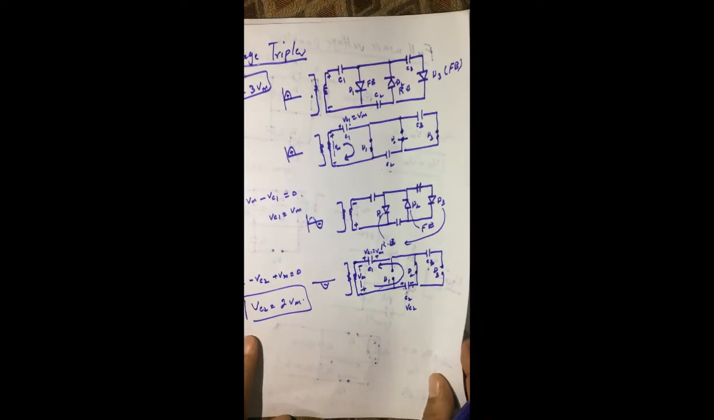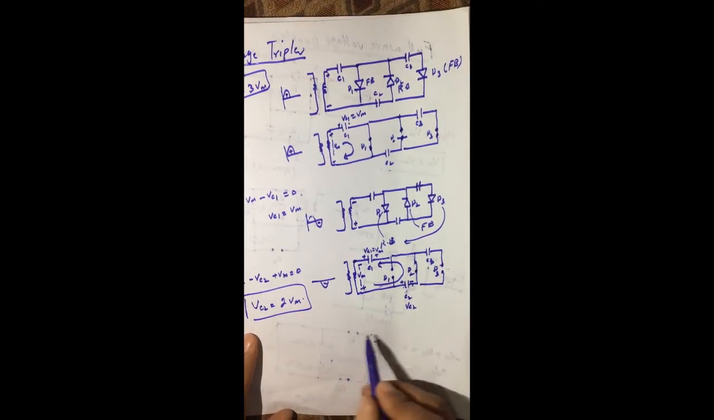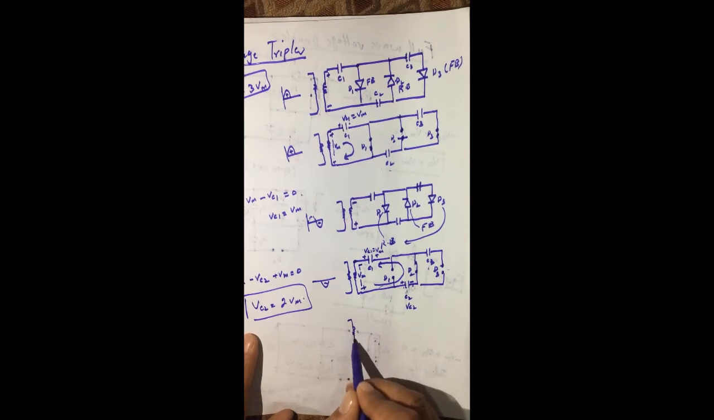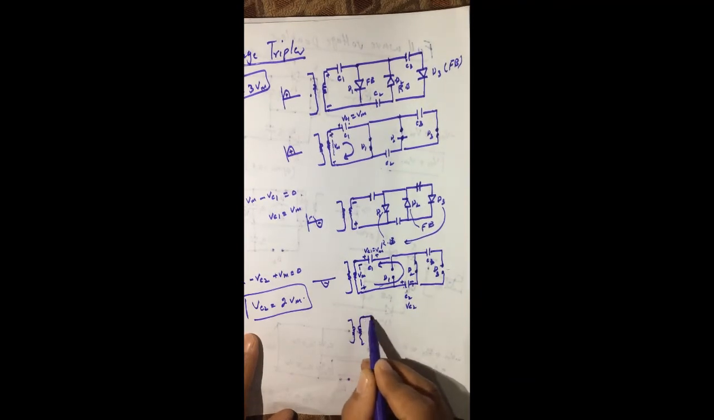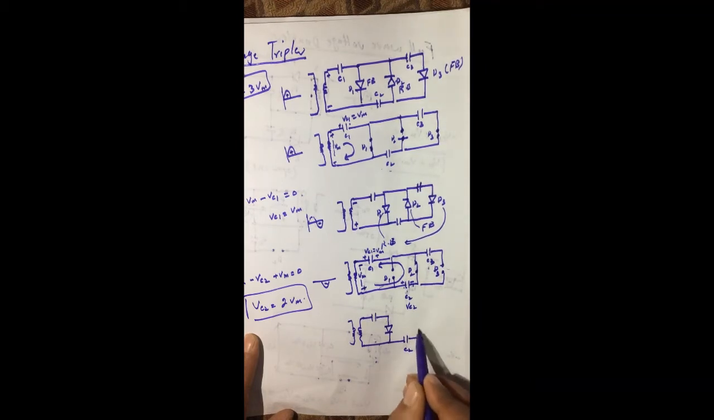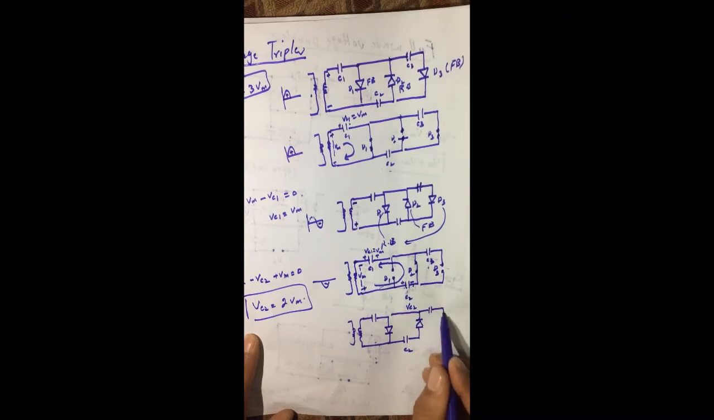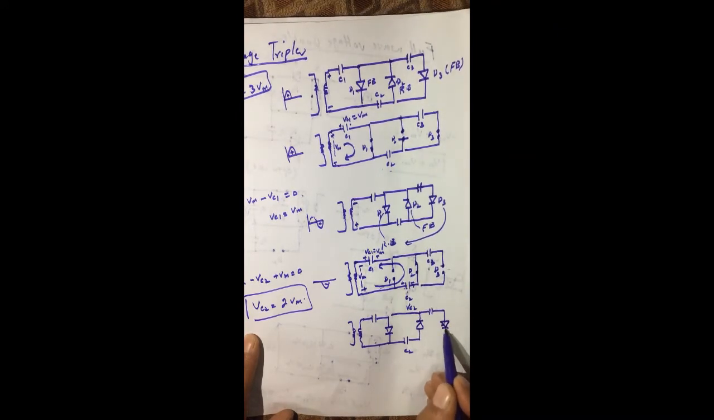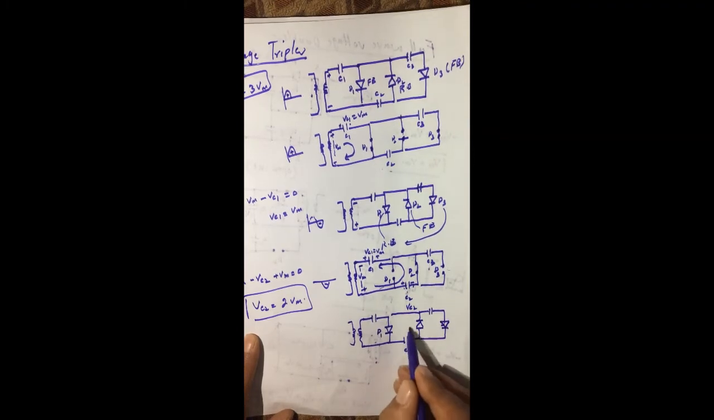Now in the next positive half cycle, we have the same situation here. We have capacitor C1, here we have diode D1, here we have capacitor C2, and here we have diode D2, and here we have capacitor C3, and here we have diode D3. This is D1, this is D2, this is D3. Now this is capacitor C1, this is C2, and this is C3.